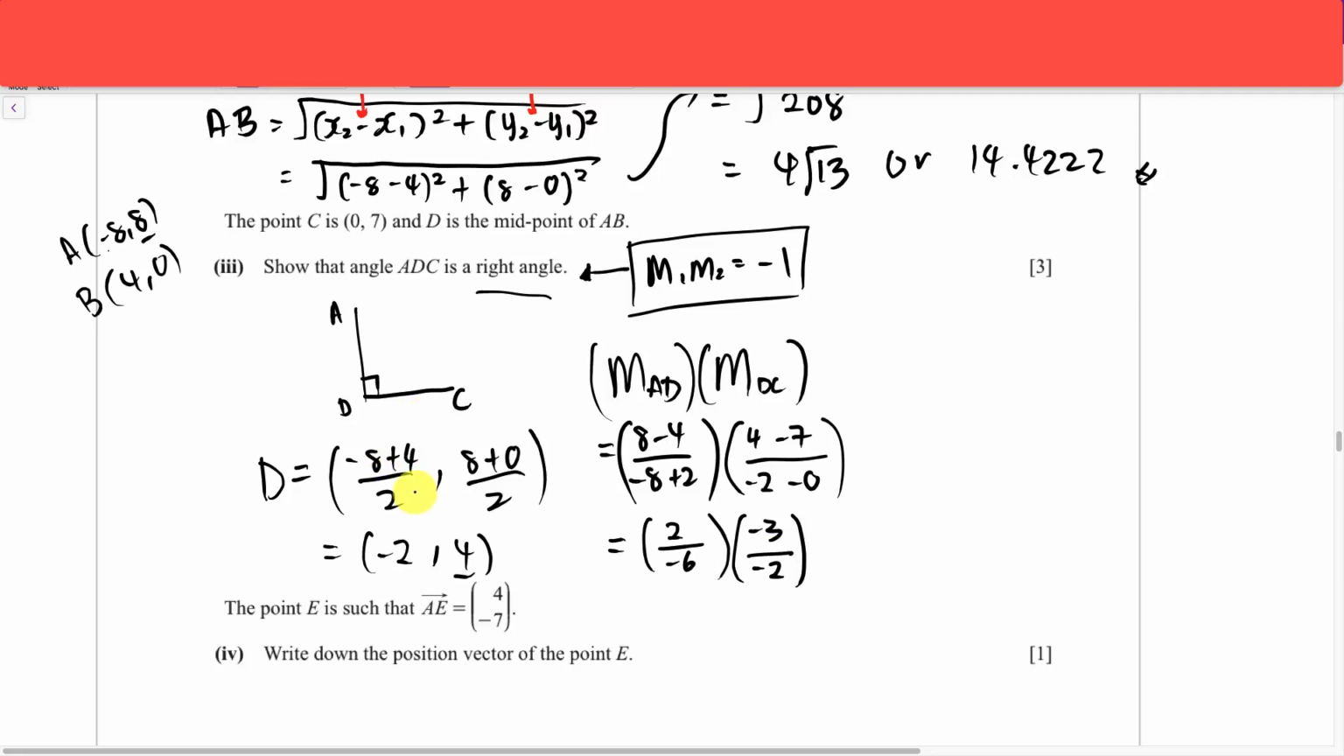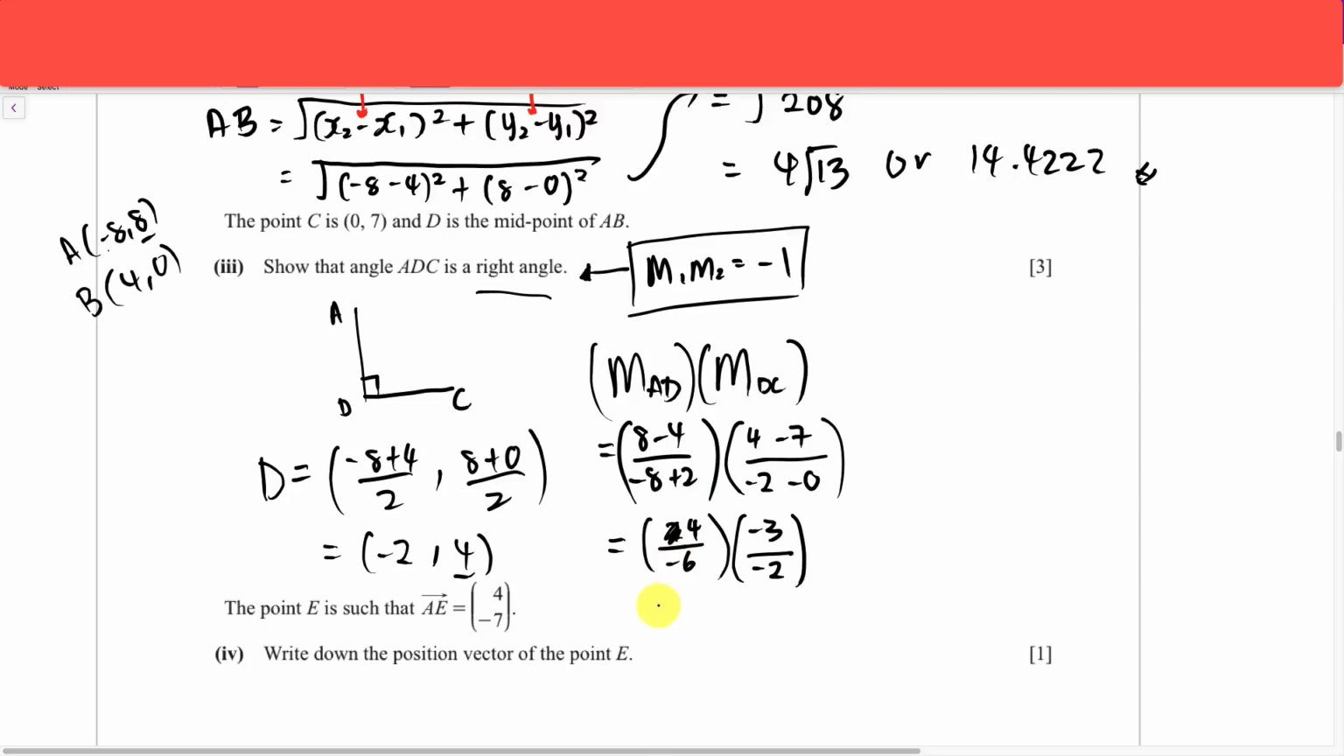Negative 8 plus 4 divided by 2. This one should be negative 4 divided by 2, negative 2. 8 plus 0 divided by 2 is 4. Yeah, which is correct. So AD will be A minus coordinate D, gradient of AD, sorry. So it will be 8 minus 4, which is 4. Oh, sorry, 8 minus 4 is 4. What's wrong with my calculation?